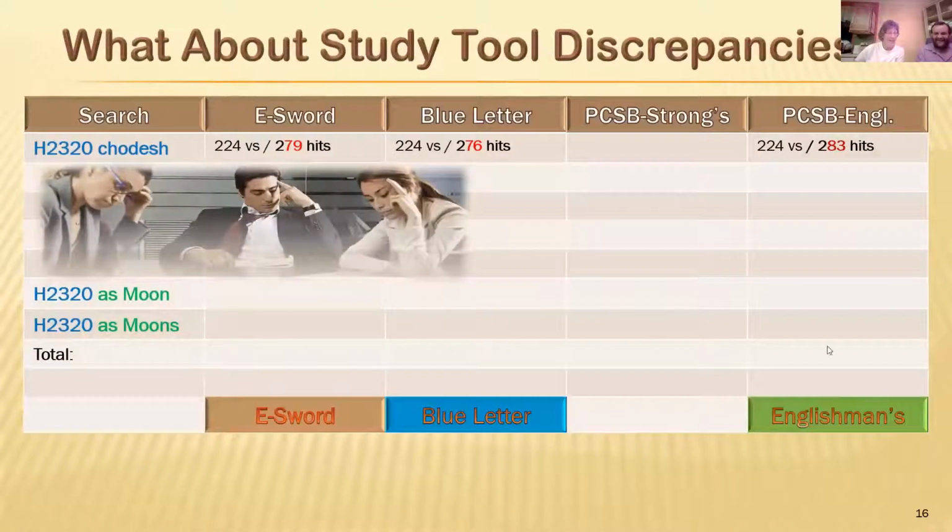So this is what we have so far. With eSword, we have 224 verses. Actually, we do with all 3 of them. See that? But eSword says there's 279 hits. The Blue Letter Bible says there's 276. And my program says there's 283.